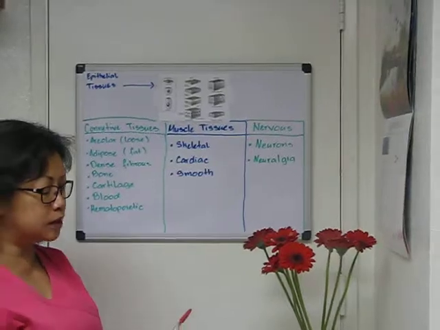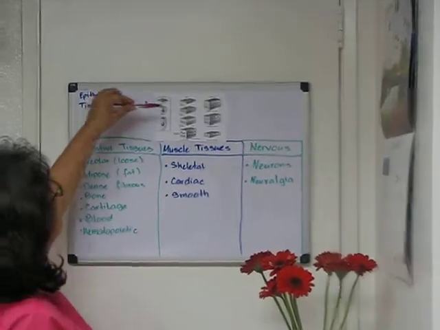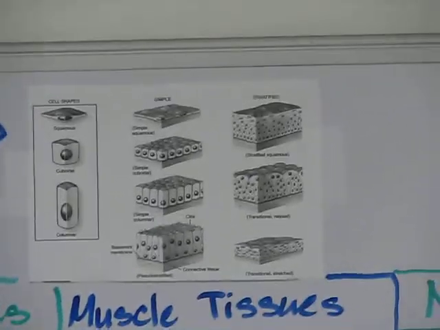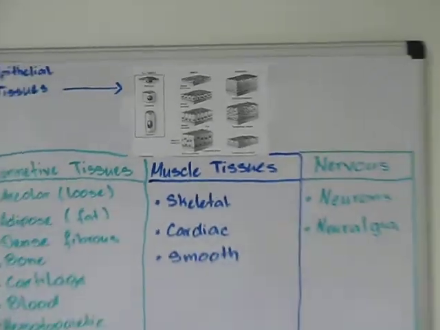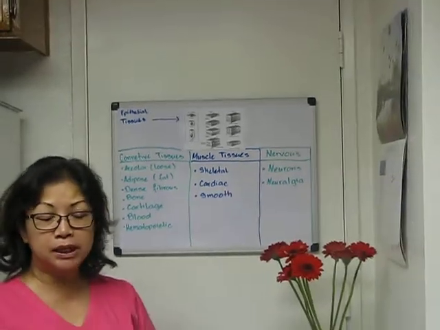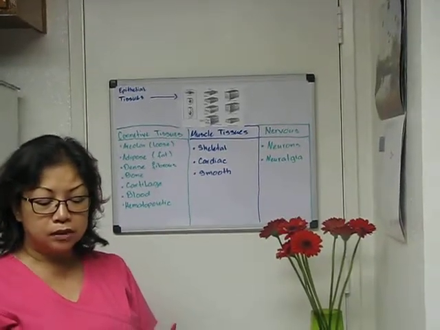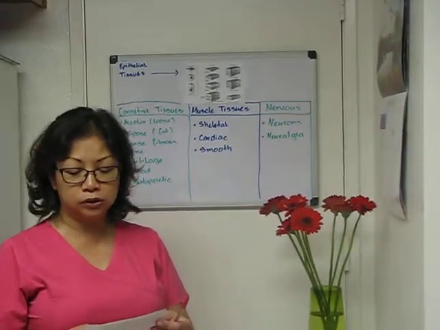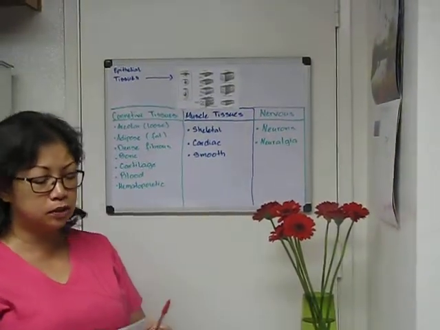First, we're going to discuss the simple squamous, which we can find here. Simple squamous are single-layer flattened cells. We can find that at the lining of the blood and lymphatic vessels. Its function is for diffusion, filtration, and osmosis.